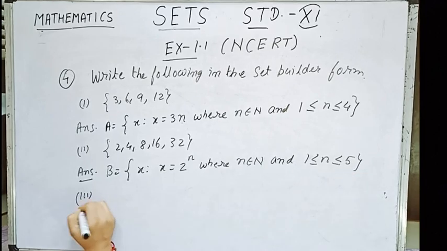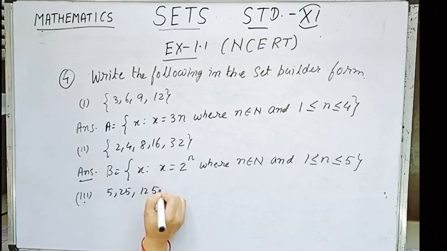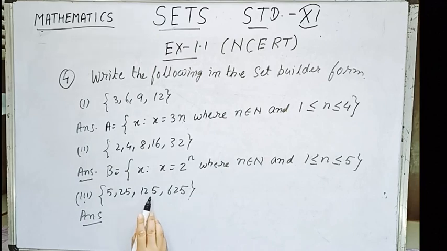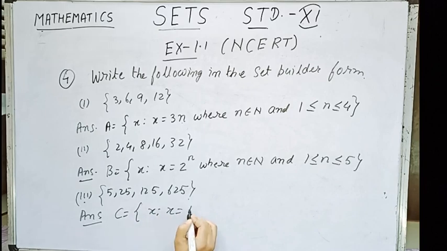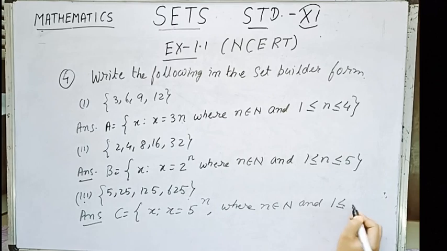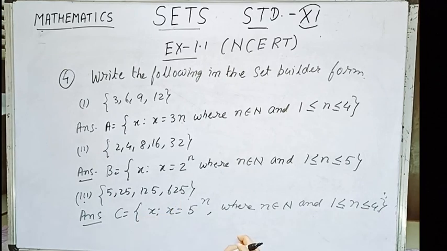Now subpart number 3 is 5, 25, 125 and 625. Now this we can write as, it's similar to part number 2. 5 power 1 is 5, 5 power 2 is 25, 5 power 3 is 125, 5 power 4 is 625. So let us write this as {x such that x equals 5 power n}, where n belongs to capital N and 1 is less than or equal to n, which is less than or equal to 4, or we can write strictly less than 5.